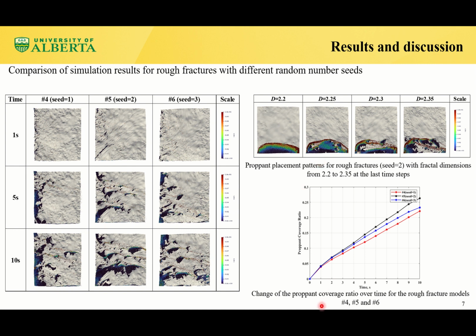This picture shows the change of proppant coverage ratio over time for rough fractures number 4 to number 6. It can be seen that the proppant coverage ratio for these three models is slightly different. We conclude that for rough fractures, the fractal dimension determines the proppant coverage ratio, while the random number seed determines the proppant distribution.